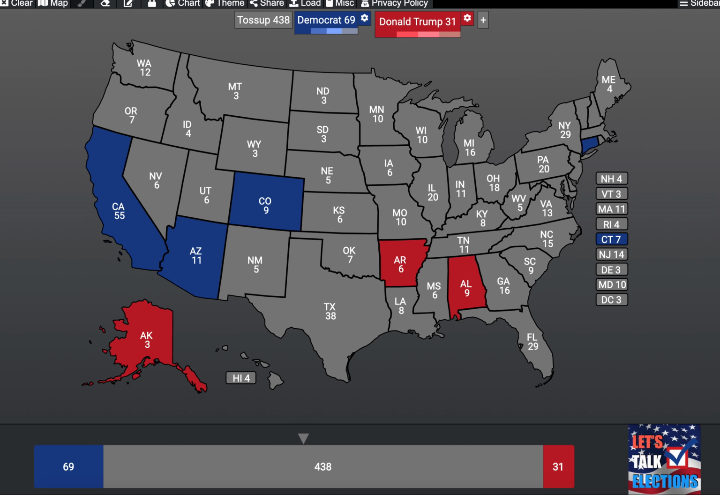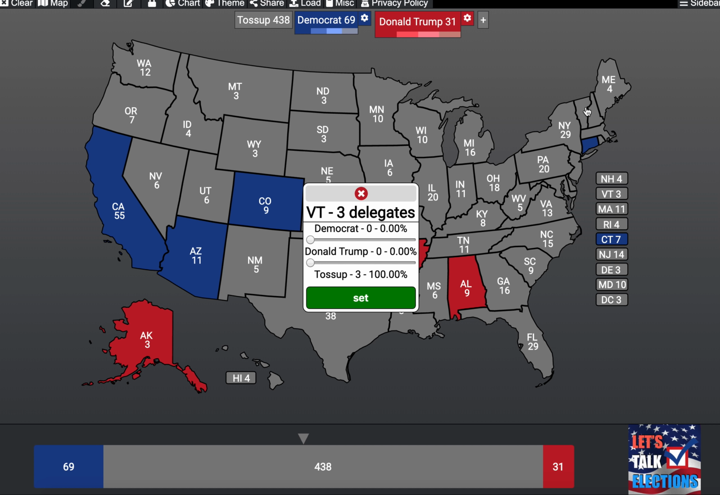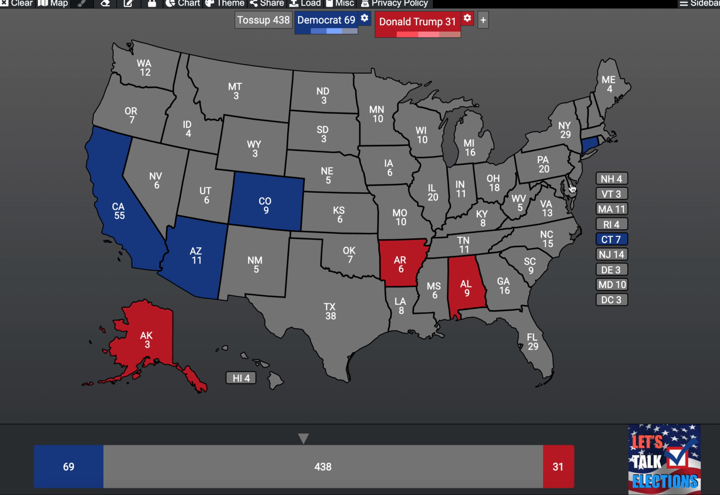But Connecticut, all 7 electoral votes go to the Democrats. I don't know why I clicked that one. Delaware, 3 electoral votes for the Democrats. Again, 1 representative district goes to the Democratic Party.